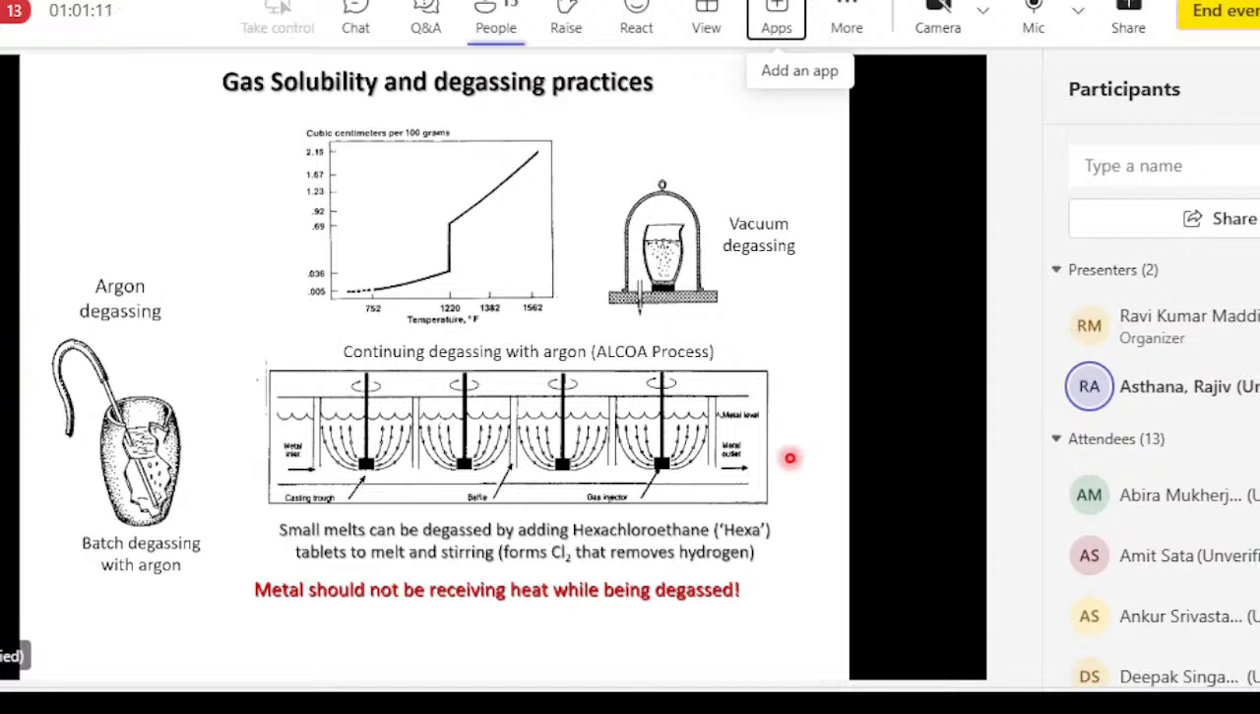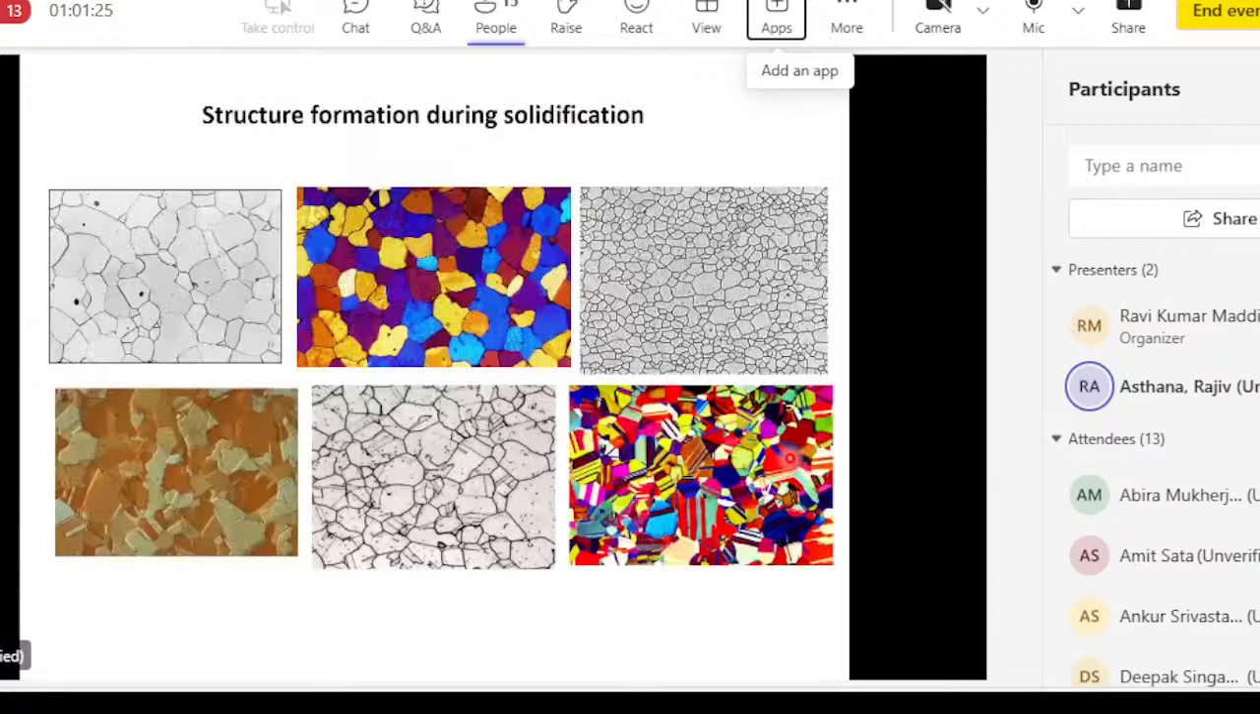So there are a lot of practical considerations involved in the basic metal casting process. Let's shift gears and look at some fundamentals about structure formation in metal casting. We know that most metals and alloys will form some sort of grain structure, and when you do metallurgical grinding, polishing and etching, you are able to reveal the grain structure.